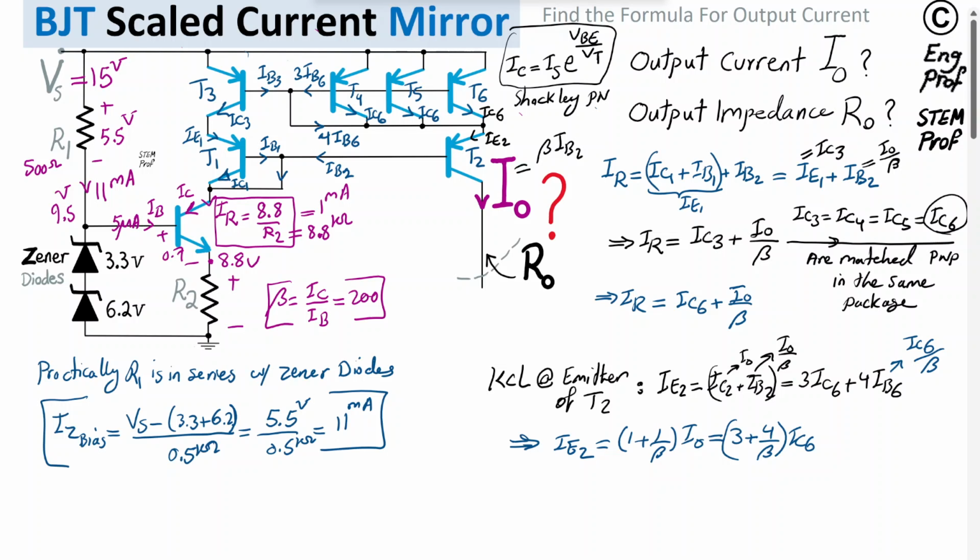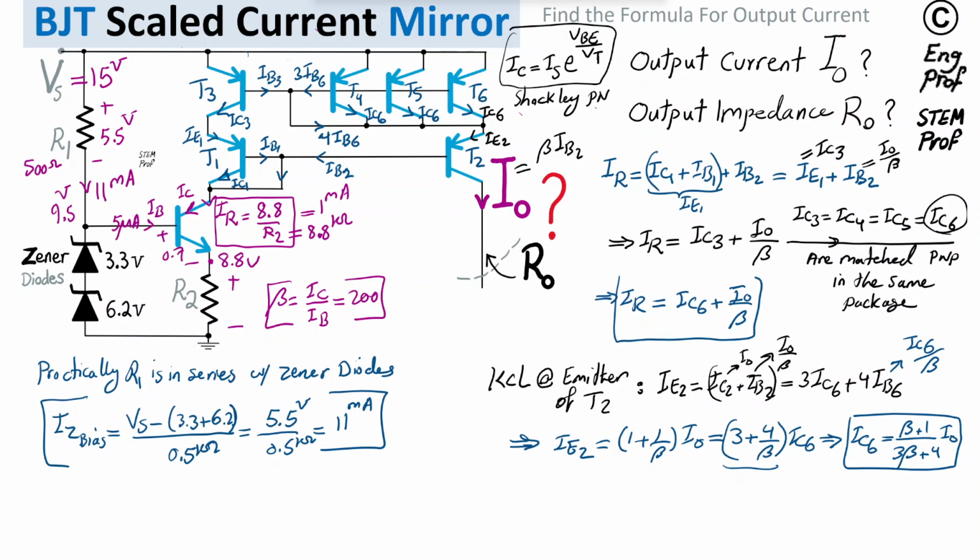Okay, so in summary, I managed to prove that IC6, just reshuffling things around, move these to the other side, to find IC6 as a function of I out. And then just 3 beta, just make sure I'm not missing something. Okay, so IC6 is equal to (beta plus 1) divided by (3 beta plus 4) times I out. This is what I needed. So let's refer to this.